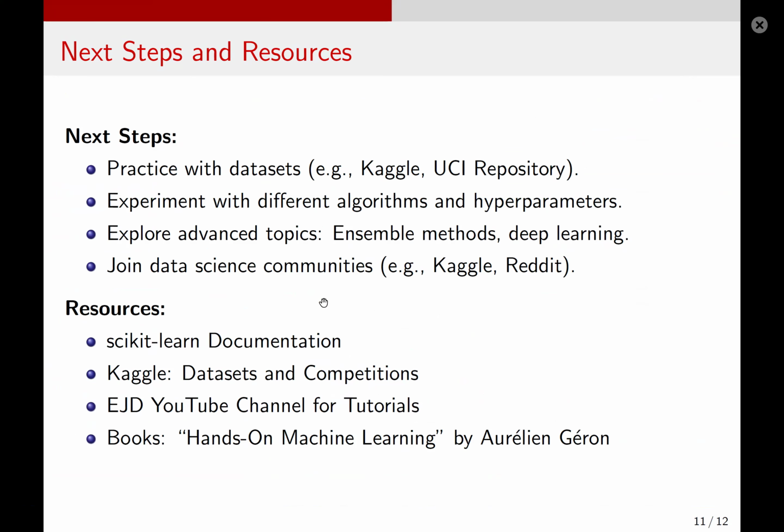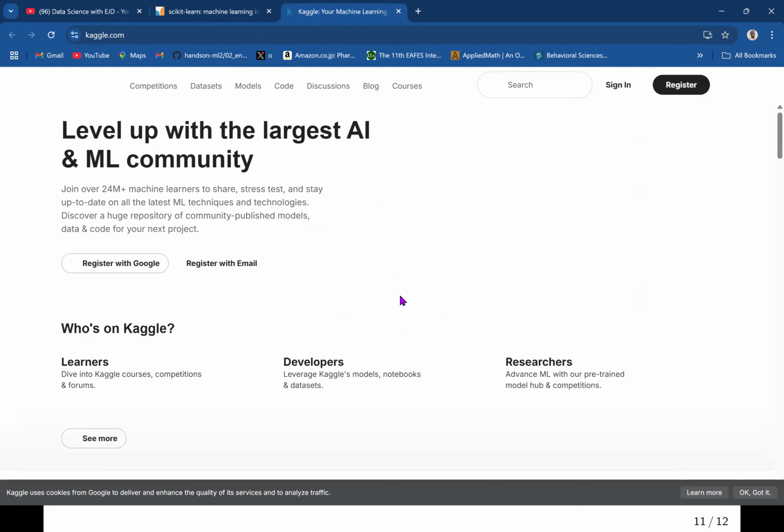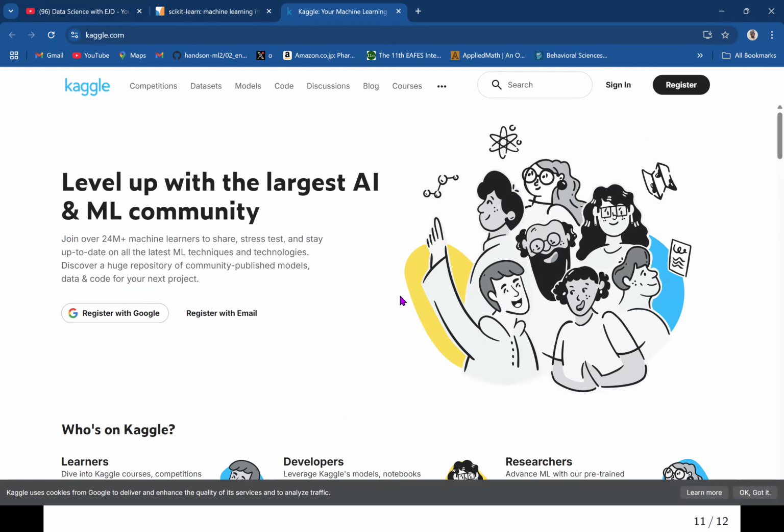Then you can also look at Kaggle data sets and competitions. They have machine learning data sets and they have competitions there. By the time you gain a lot of confidence, you can think of participating in these competitions. You need to level up with the largest AI and machine learning community, which is Kaggle. Join over 24 million machine learners to share, stress test, and stay up to date on the latest machine learning techniques and technologies. Discover a huge repository of community published models, data, and code for your next project.